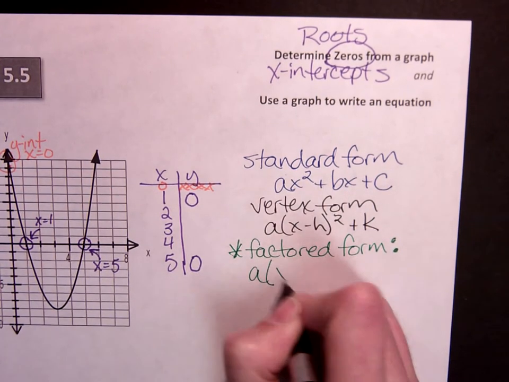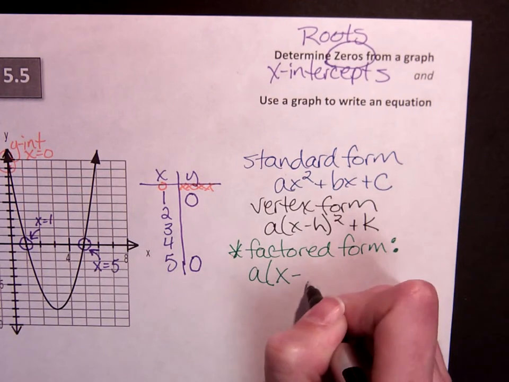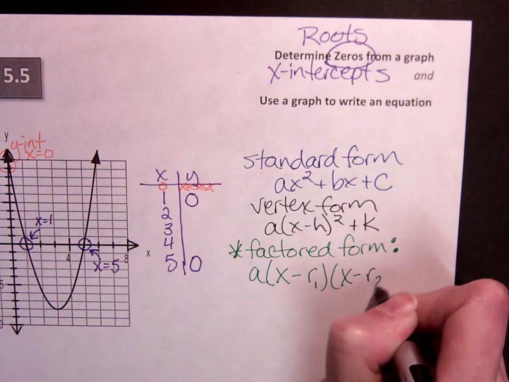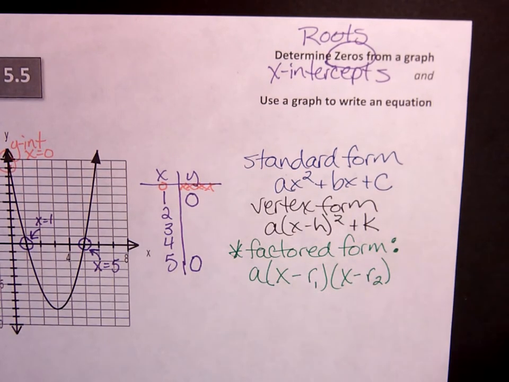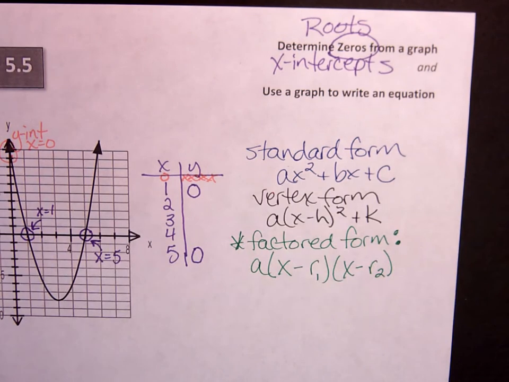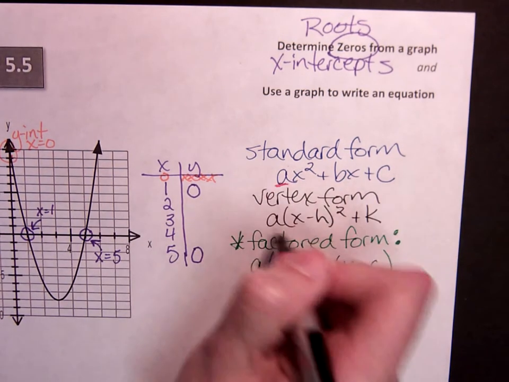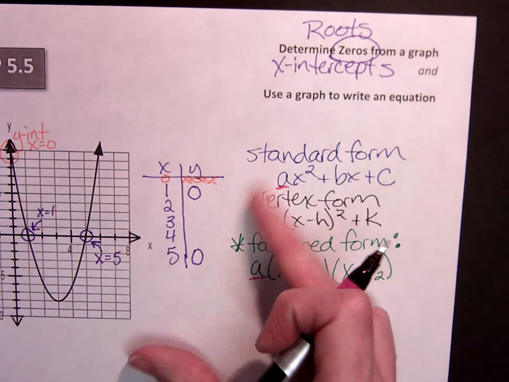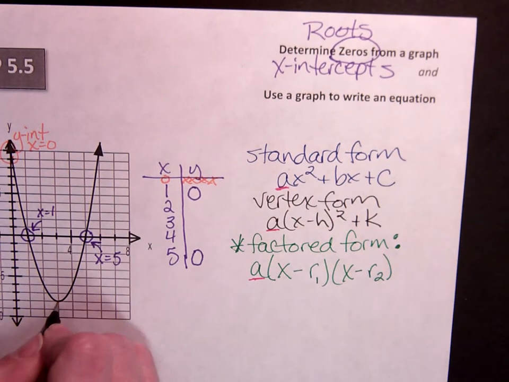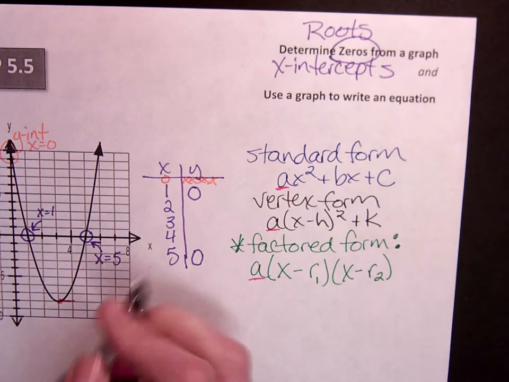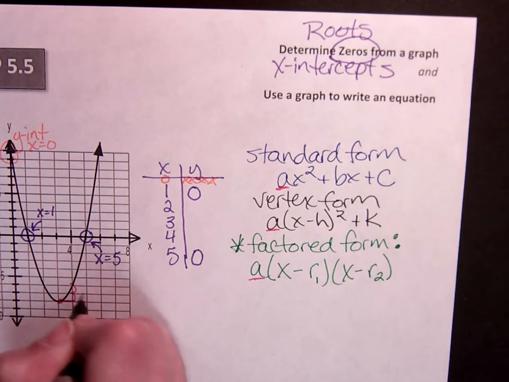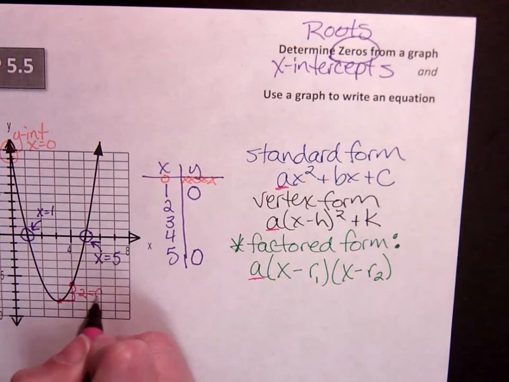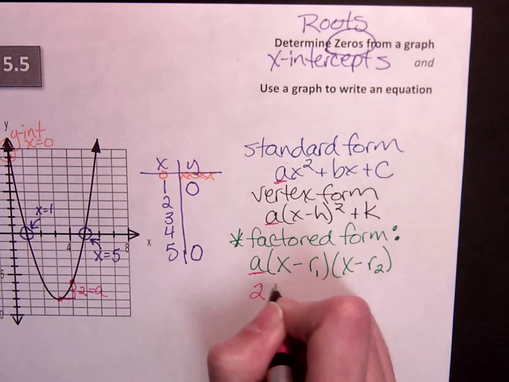A times x minus root 1 and x minus root 2. This a value, it's the same every single time. A is always A, right? And we get A by looking at the vertical stretch. So if I come to my vertex and I move over 1, I'm going to count how far up we have to go to get to the next point. That tells me my A value, in this case, is 2.